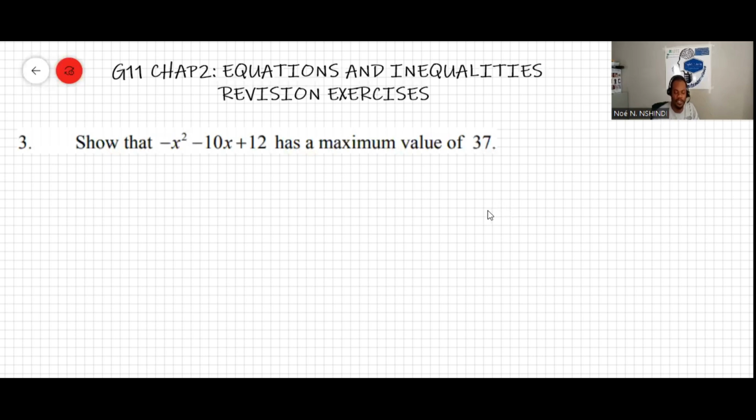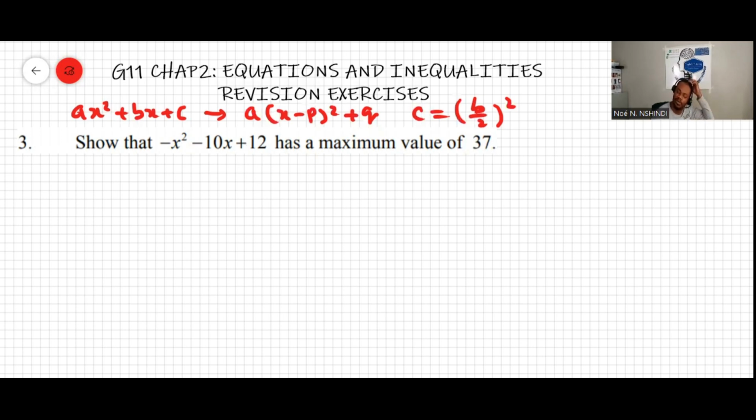Question 3 says, show that this expression has a maximum of 37. So we do that again by completing the square. We say that a quadratic expression is of the form x squared plus bx plus c. Then we complete the square if we do a(x minus p) to the power of 2 plus q, where c is equal to (b over 2) to the power of 2. We need to make c a constant term. This form only works when we get rid of the coefficient of a if it's different from 1.